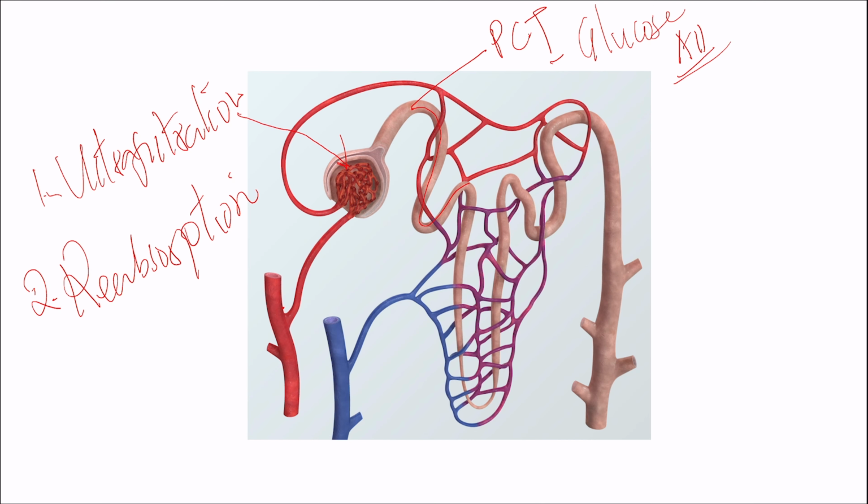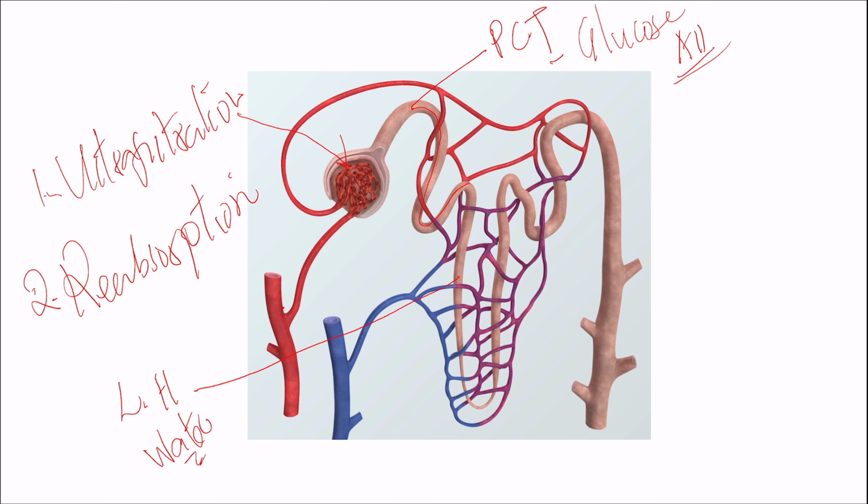From there, the glomerular filtrate will now flow to the descending loop of Henle. In this descending loop of Henle, that is where we will have reabsorption of water. Reabsorption of water, obviously, by osmosis. The cells there are highly permeable to water.